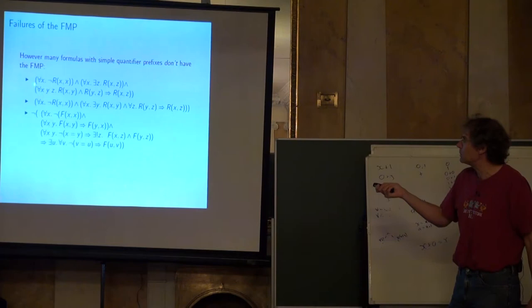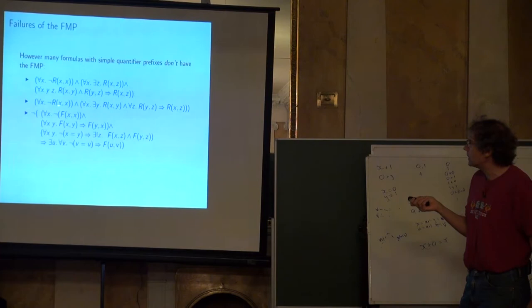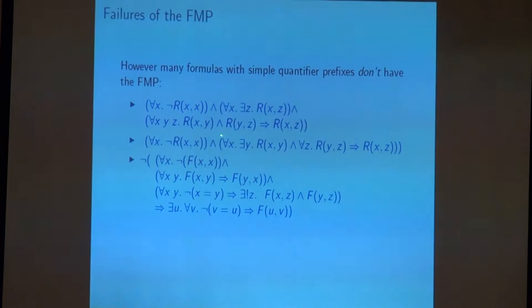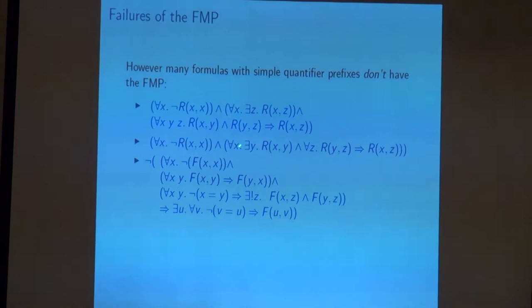And this one is just a slightly different variant of the same thing. You can just use a slightly simple form of reasoning. But the reason this one is interesting is that this shows that even if you have slightly more complicated formulas than AE, if you have like AEA, then already you're beyond the range where the finite model property holds.